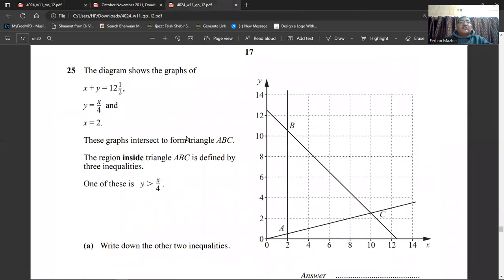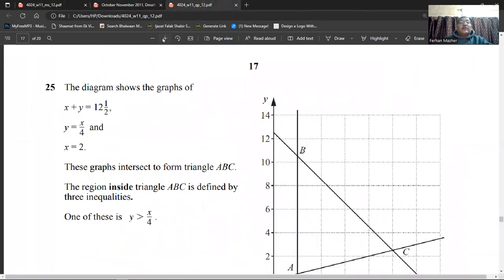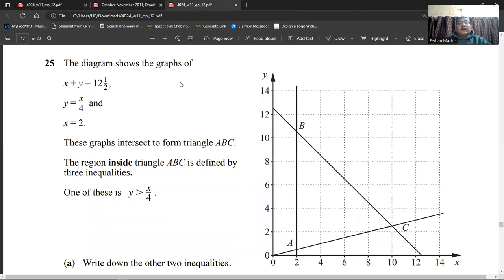So we are going to the next question. The next question on your screen is question number 25. It says the diagram shows the graph of x plus y equals 12.5. First of all, you have to recognize which line this is. It will be y equals minus x plus 12.5, a line whose gradient is negative and whose y-intercept is 12.5. So this is basically BC.